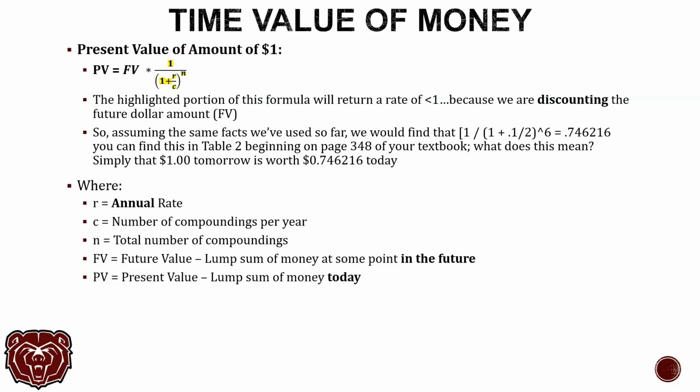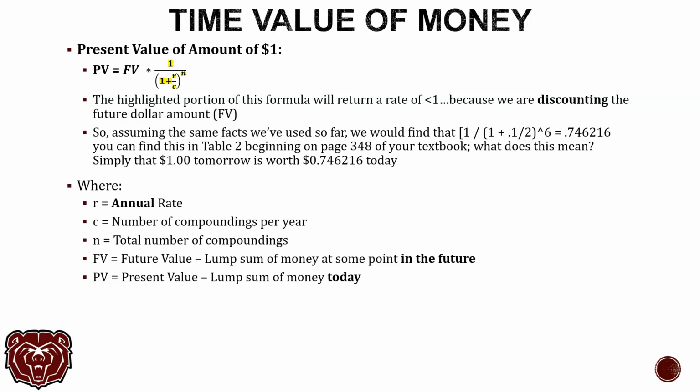Okay, if you look at the highlighted portion of this formula, what you will notice is basically the same, except now our future value formula is in the denominator, right? This will give us a rate of less than 1. The reason for this is because we are doing what we call discounting the future dollar amount, right? So you'll see what we mean when we start calculating these.